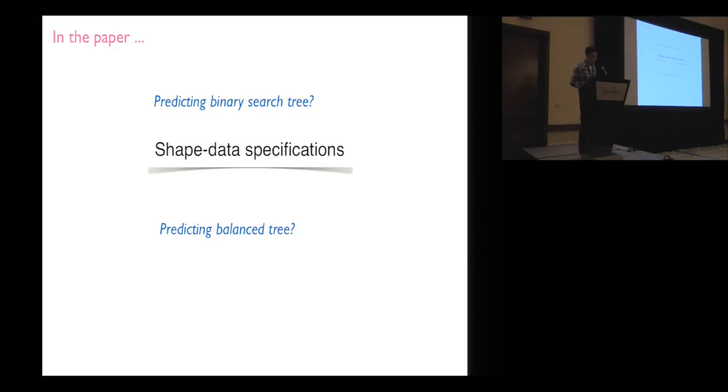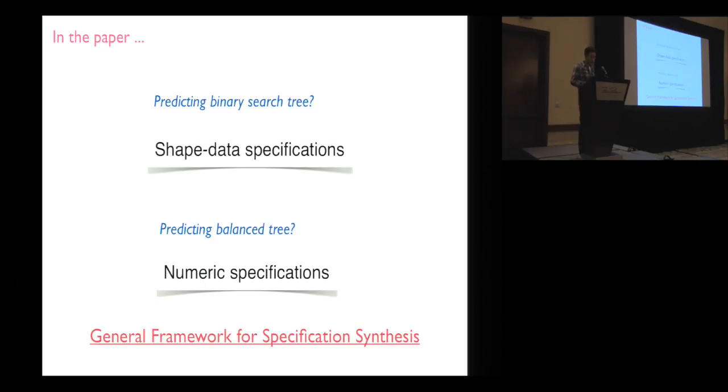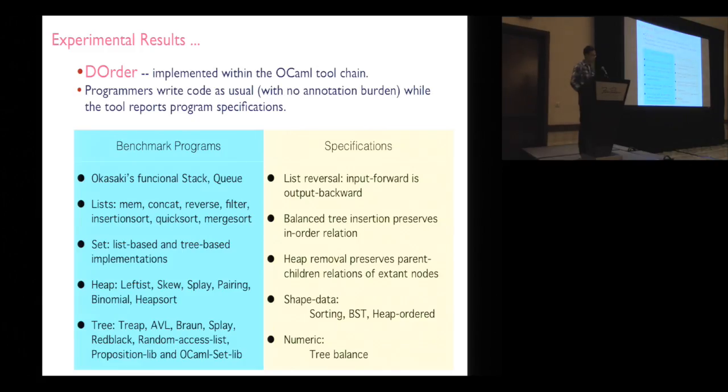Additionally, if T is a red-black tree or AVL tree, then the program needs to know whether T faithfully implements a balanced tree in terms of the height of the tree. Our analysis can synthesize such numeric specifications as well. The above two examples show that this is a general framework.